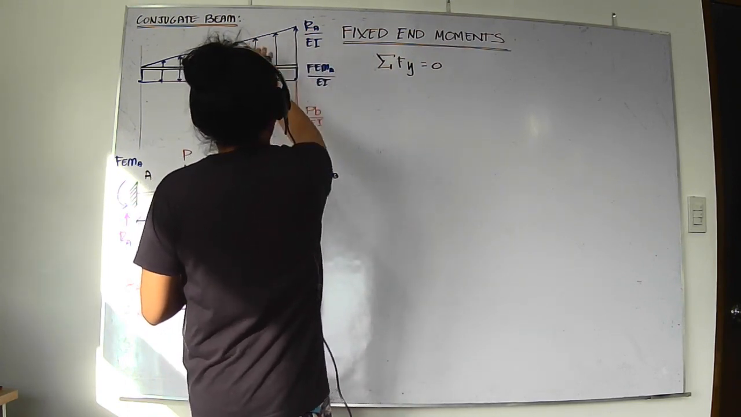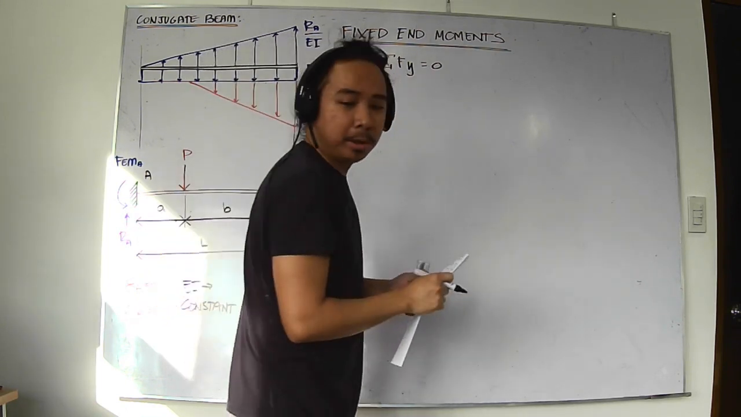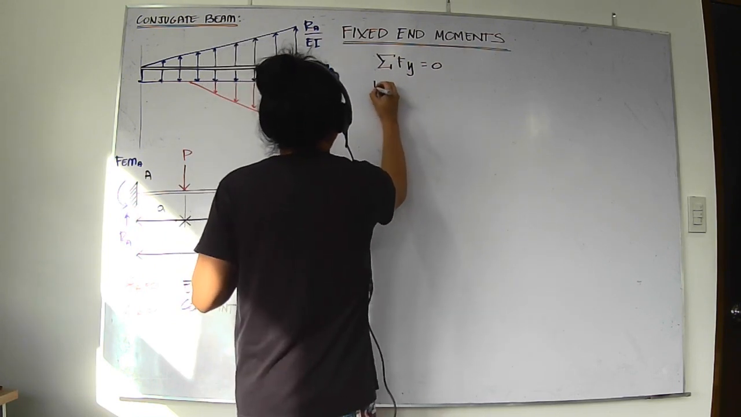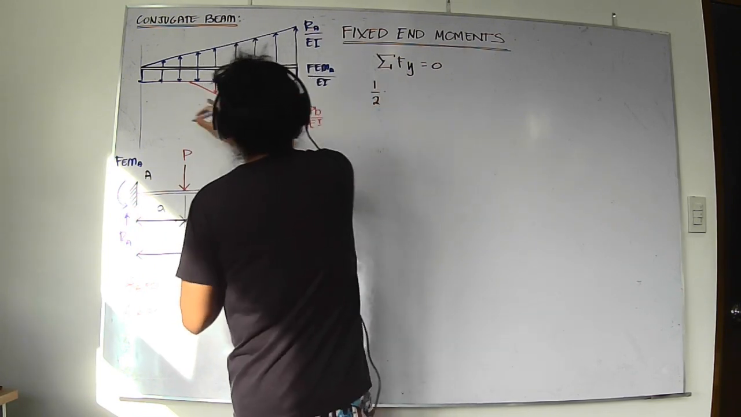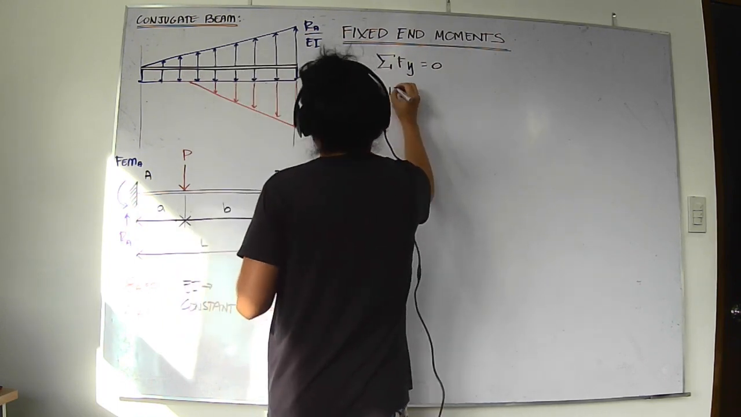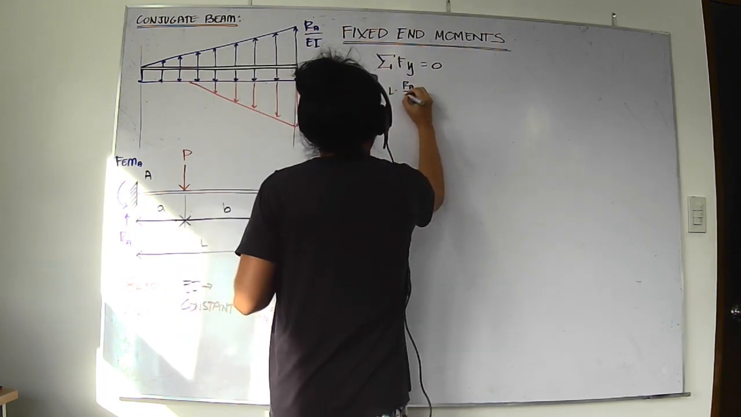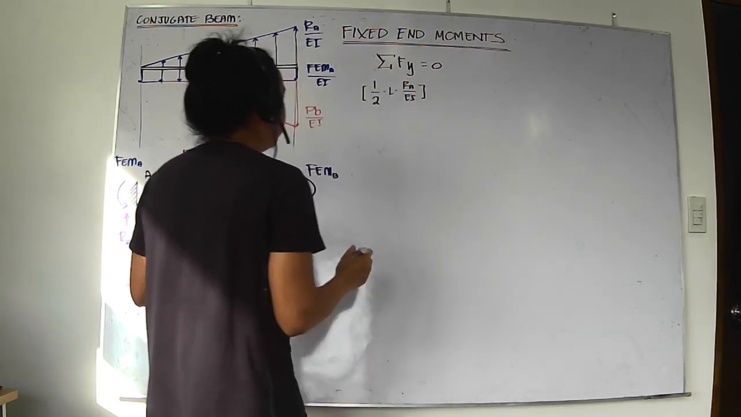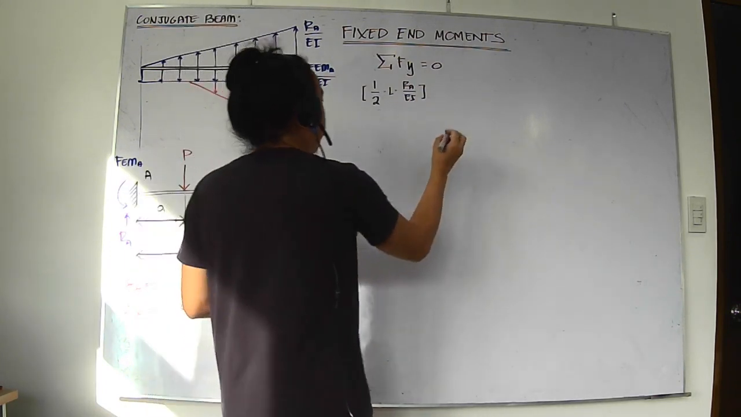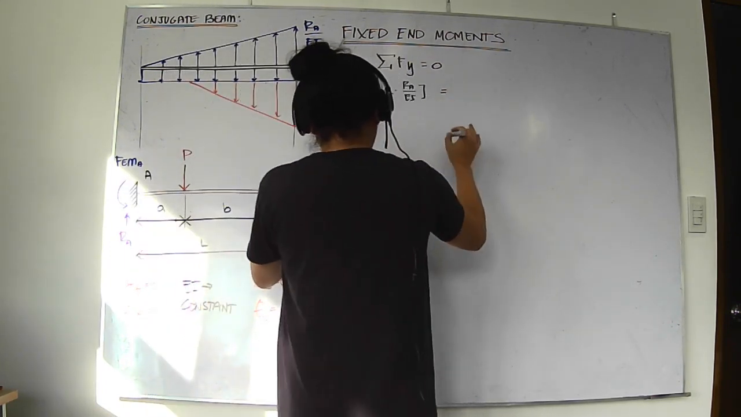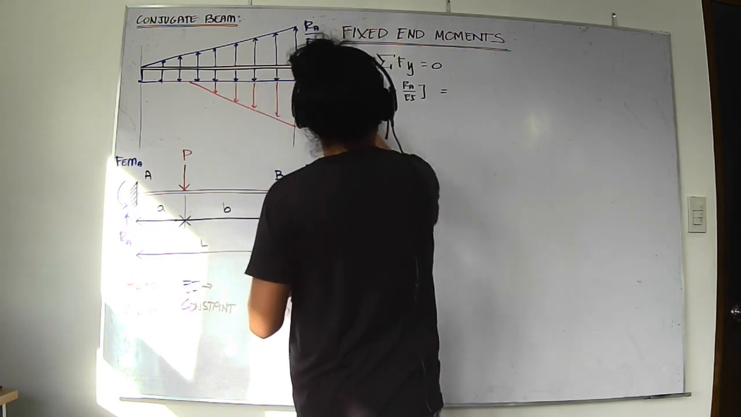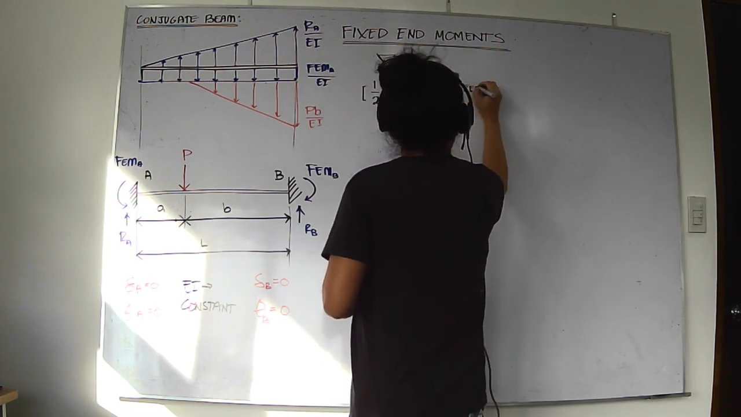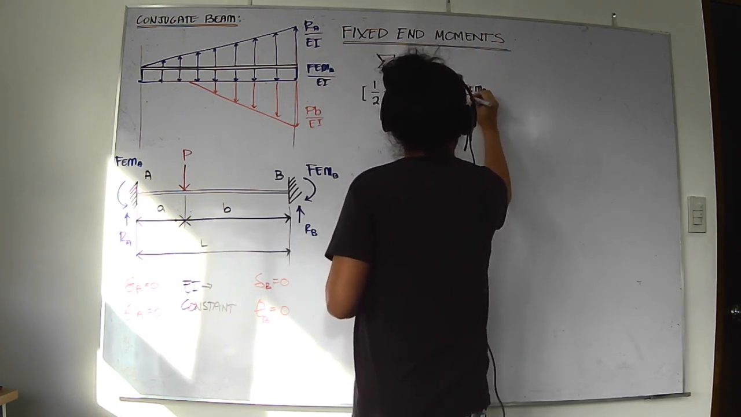this triangular load should be converted to one force. Okay? So, in order to do that, we need to calculate its area. 1/2 times our base, which should be L, times the height, which is RA over EI. Okay? Now, this area should be equal to the FEMA over EI. Height times base.